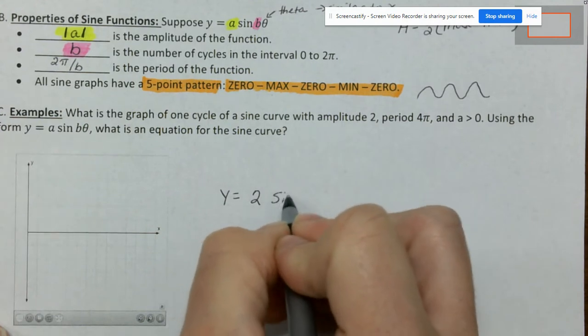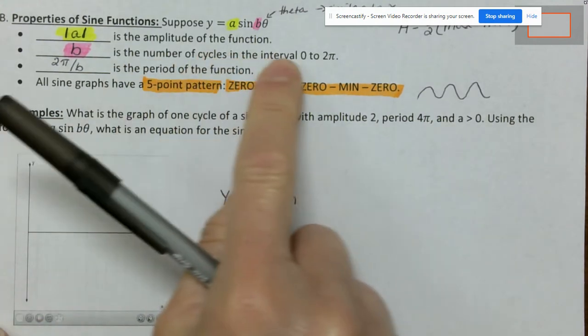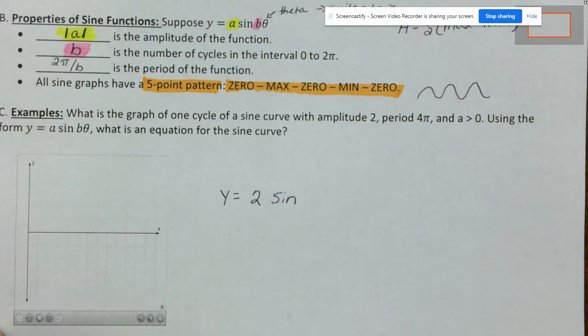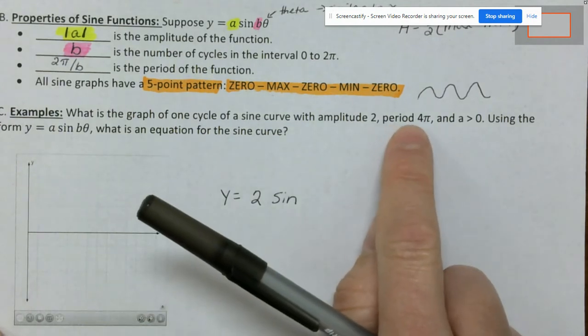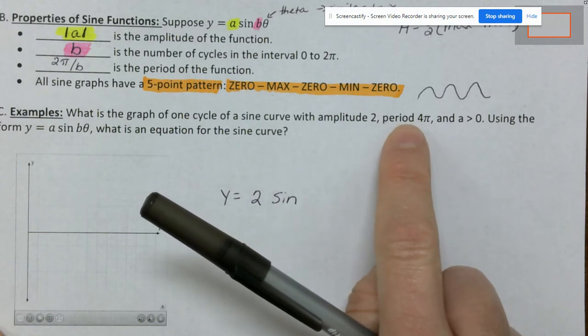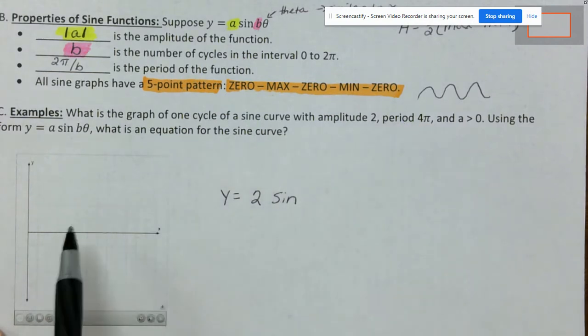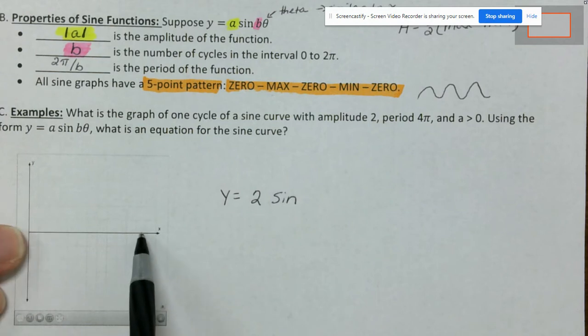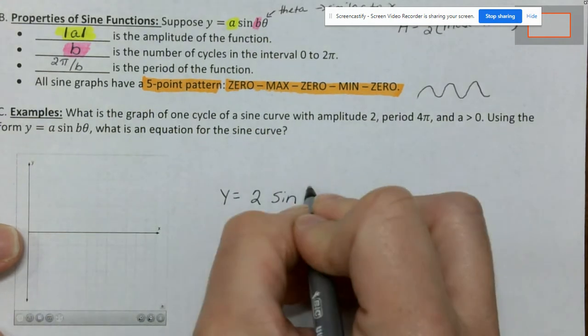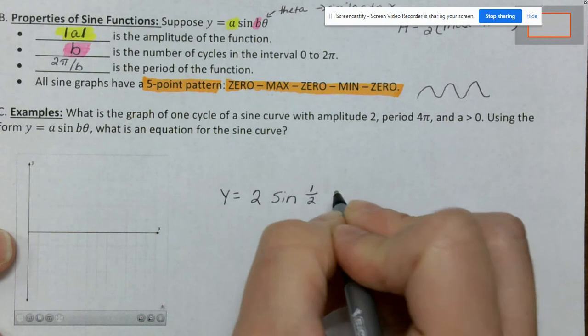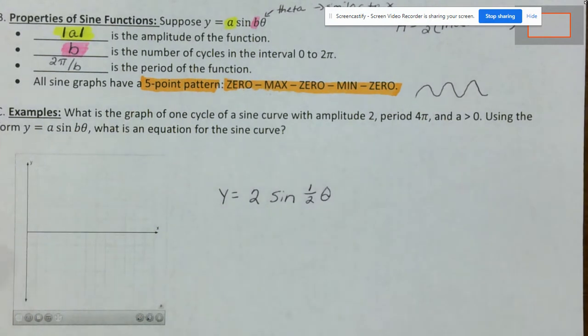Then I'm going to write sine. And b is the number of cycles in the interval 0 to 2 pi. So I'm actually going to have to graph this and see how many cycles I have before I know what that b is in the interval 2 pi. Now, notice, though, it has a period of 4 pi. So if it has a period of 4 pi, that means this has to go all the way to 4 pi before it's going to complete one cycle. So if I'm going just halfway to 2 pi, that means it's going to complete half of its cycle. So 1/2 of theta is what it's going to look like.